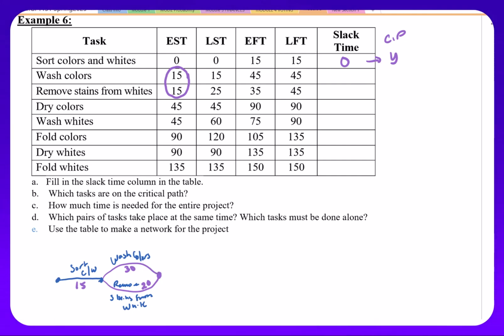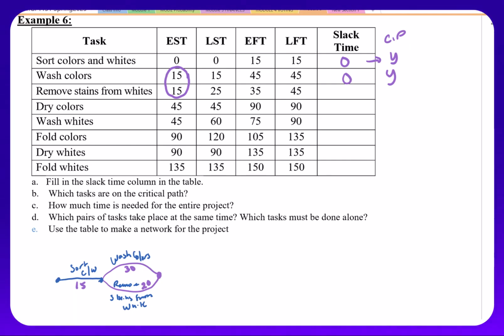If I look at this drawing down here below and relating those 2 that started at the same time, essentially my limiting task is washing my colors, and so that is going to be on my critical path. We already said that whenever we have a critical path portion or a limiting task, there is 0 slack time. An easy way to see it from the chart is 15 minus 15 or 45 minus 45. There are different ways to do this. I'm very visual, so it helps me to draw the picture on the bottom, but you do not have to draw it at this stage whatsoever.